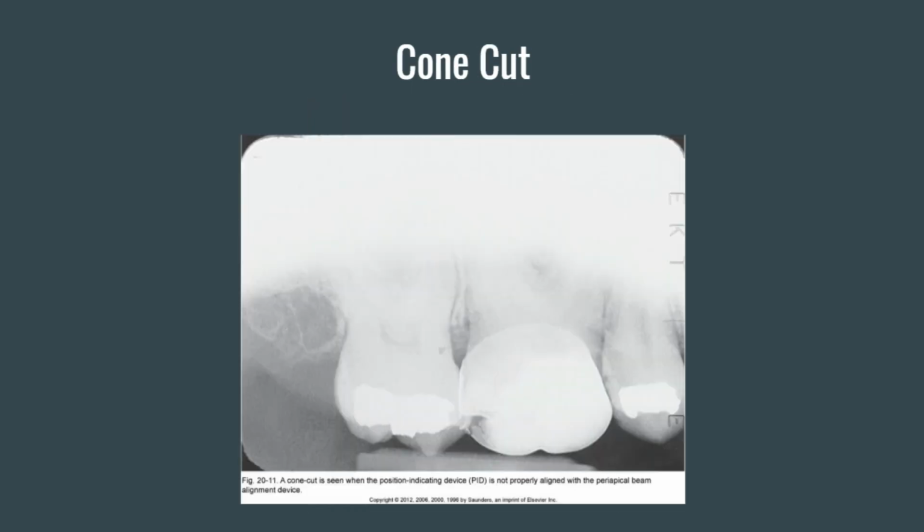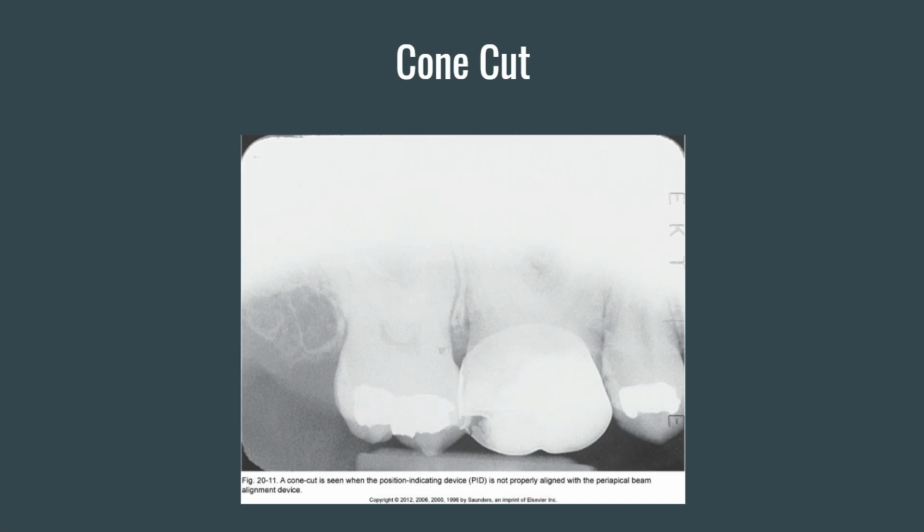Here we have what is called cone cut. This is from improper alignment of the PID. So at the top there, you will see a clear unexposed area. This is because the PID or the tube head was not properly aligned with the film or with the film holder. So the X-ray beam didn't radiate that area. It did not expose that area. And as a result, you have a clear unexposed film in the outline of the PID.